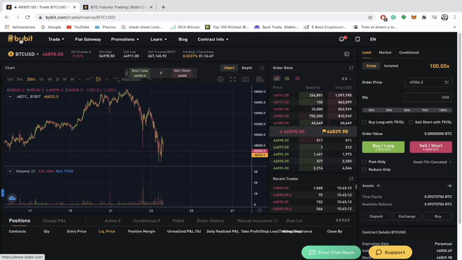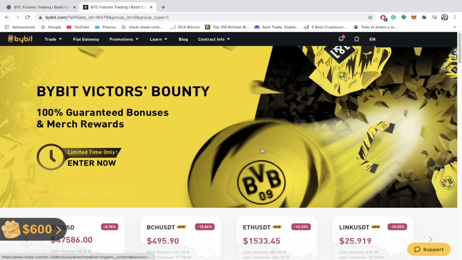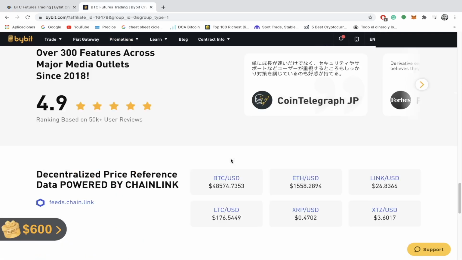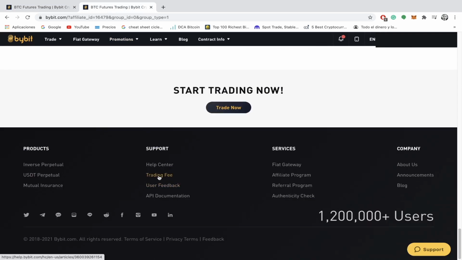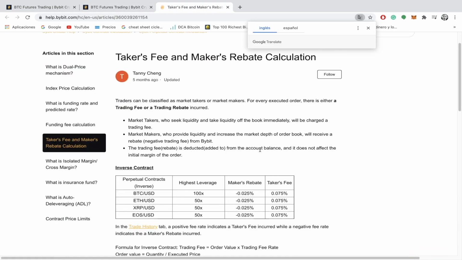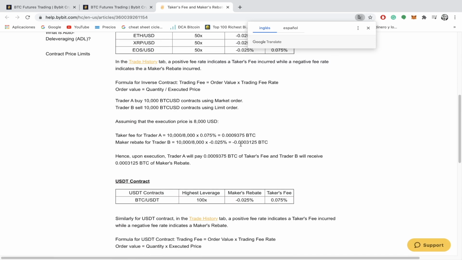If you want to go more into depth about the trading fee, you can go to the top left side and press Bybit here, and this will take you to this home page. If you scroll down, you can see there is trading fees here at the bottom. You click there, and here you have all the information of the trading fees.